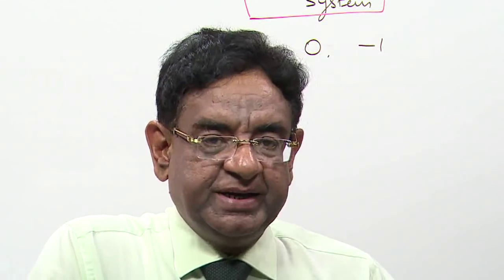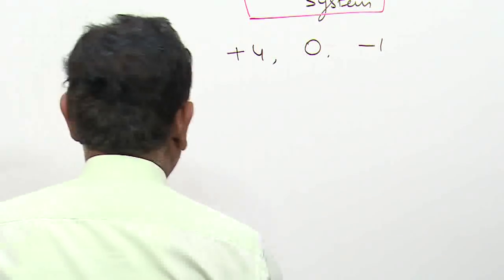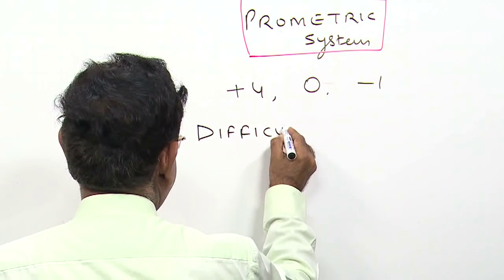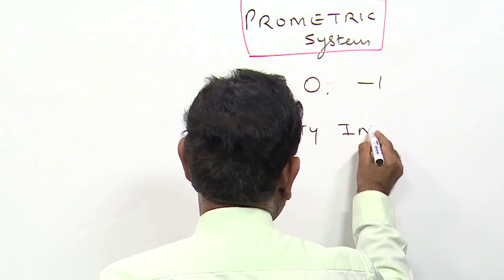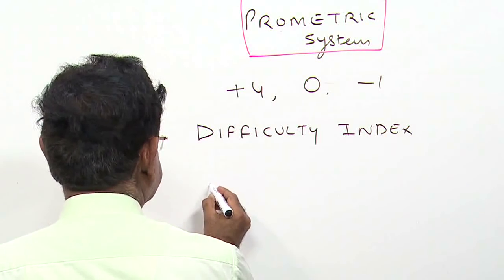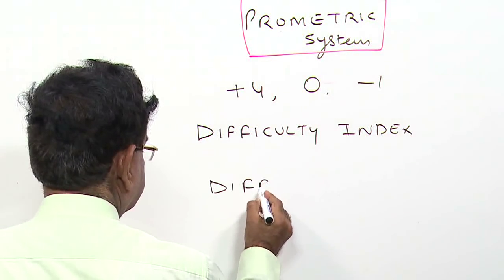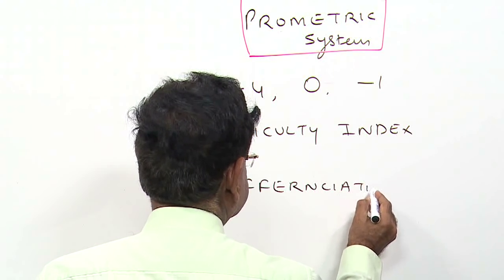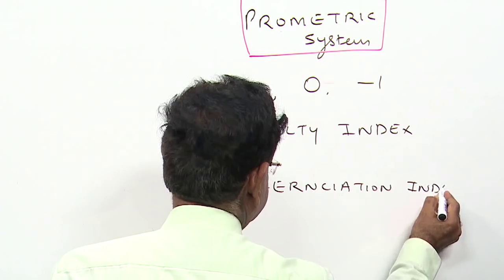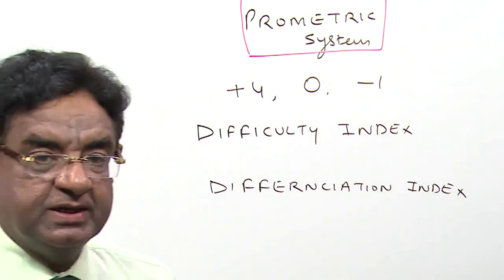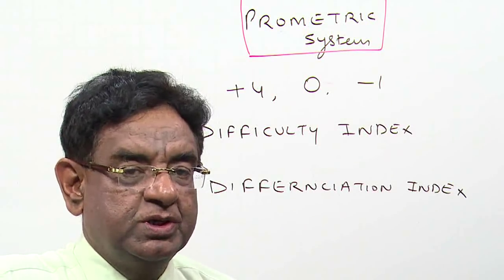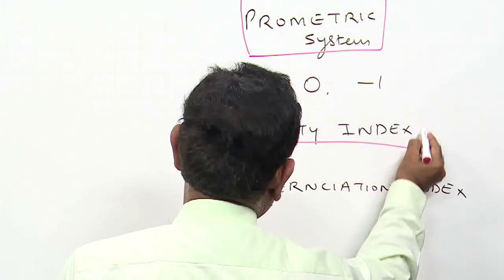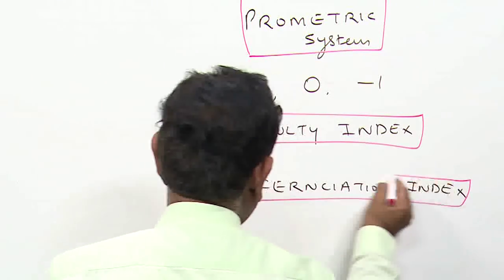Each question has got different weightage, and for that they are using 2 indices. One is the difficulty index, and the other is the differentiation index. Now what are these two indices? First I give you an example, then I'll tell you how they are using these two indices.